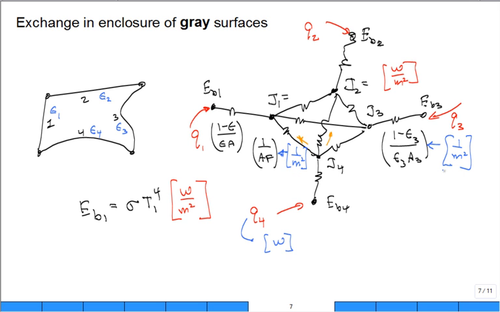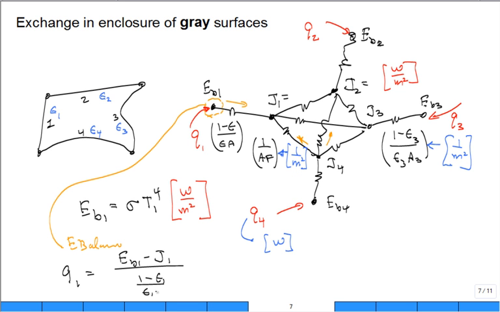So now you could do the same thing. You could say, well, I have a bunch of nodes, I can write an energy balance. Let's do it for this node right here. Can I write an energy balance for that node? What would it look like? Well, I have Q1 coming in, and I only have 1 going out through that resistor. What would that balance equation look like? EB1 minus J1 divided by (1 minus epsilon 1) over (epsilon 1 A1).